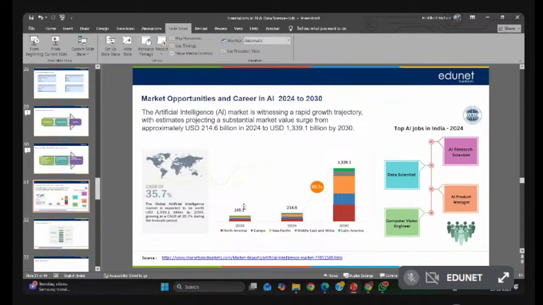Then data scientists come into the scenario. What is a data scientist? They are responsible for gathering the data. Are you getting my point? Suppose I want to open a bookstore. Just understand the scenario. Where am I going to open the bookstore, near the temple or near the school? Are you getting my question?